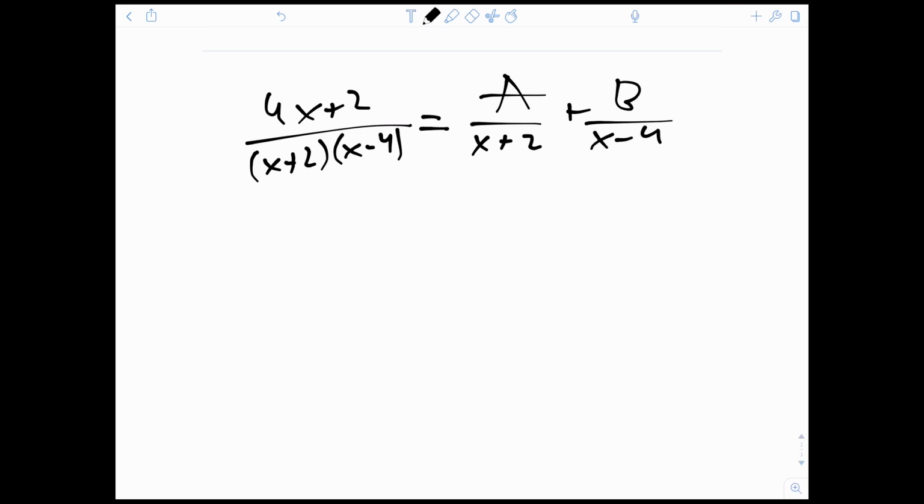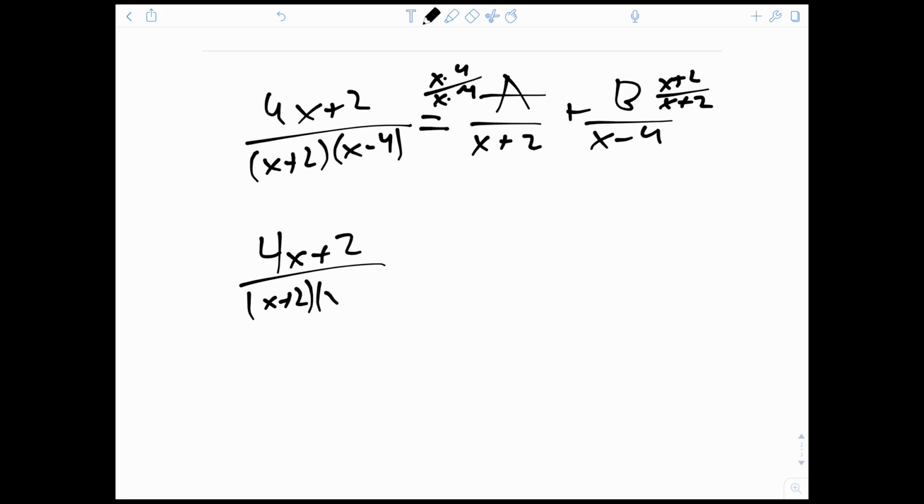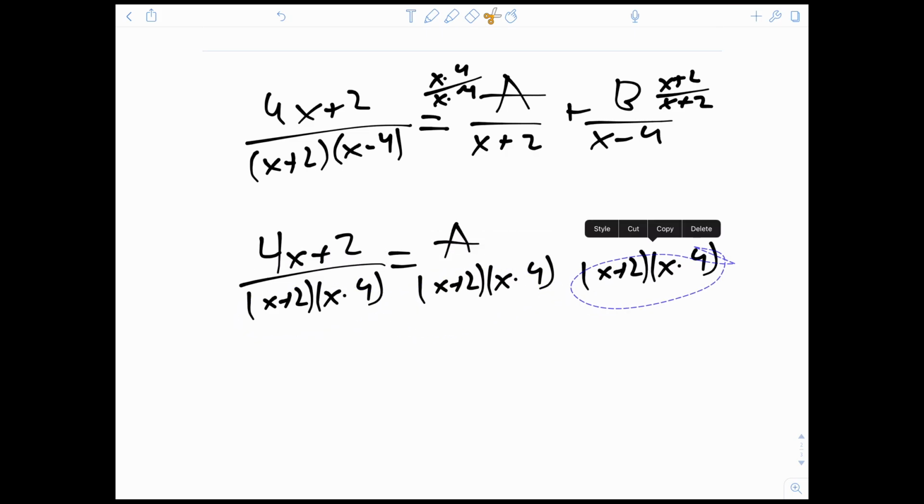Well, we can multiply these terms by 1 as we did previously, right? So what we can do is x minus 4 over x minus 4 here, and we can do x plus 2 over x plus 2. What we end up with is an equation like 4x plus 2 over (x plus 2)(x minus 4), which is equal to A over this term, because we just made a common denominator, and we have that same denominator over here, right? And we have B, and we're adding this together. And we also can't forget this.